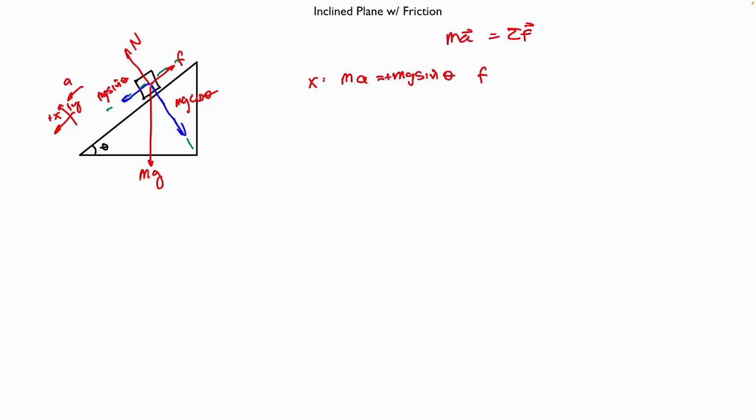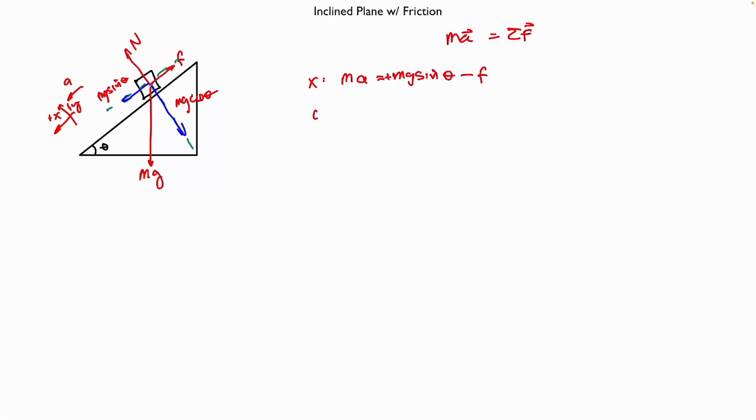Negative. Why are we putting a negative sign on the friction? It's opposite the direction we are calling positive. We called positive down the slope, and so friction is pointed up the slope, so it deserves a negative sign. That's it. This negative f is the only change in all the equations I'm about to write.